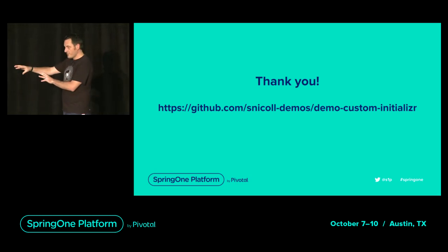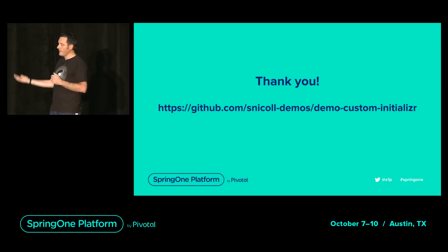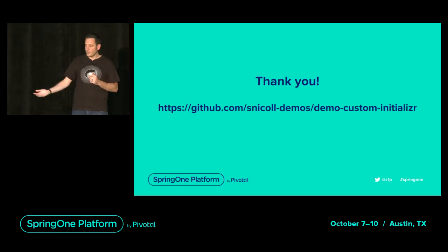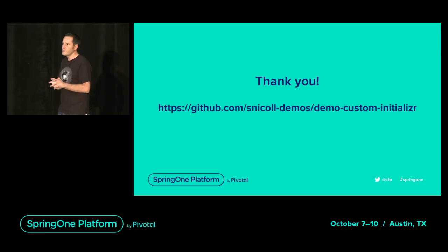Then there are two extra modules, one that I showcased and one that I didn't. Initializr Web is basically providing Spring Boot support and the HTTP API. So the minute you put that jar in a Spring Boot application and you have a web starter, the HTTP API will show up automatically.